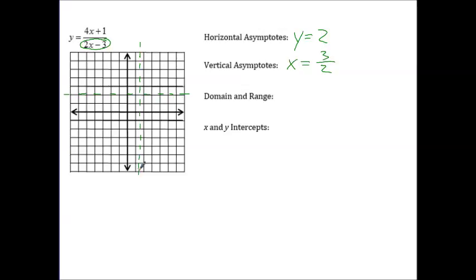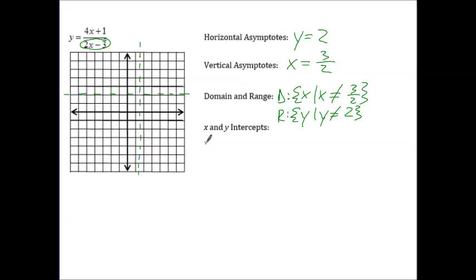All right, and that pretty much determines our domain and range then. The domain will be all the x values such that x is not equal to 3/2, so we don't make the denominator turn to 0. And the range will be all the y values, but y can never be 2. It will never reach that number. Let's find the x and y intercepts then.